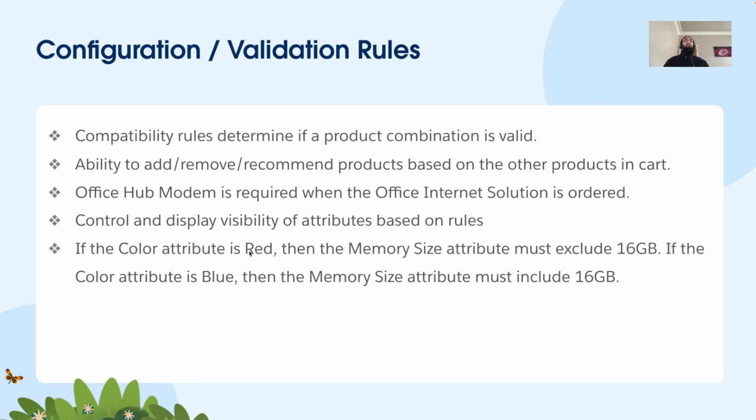For example, if my color attribute is red, then I will not support a 16 gigabytes of memory size. So I will exclude 16 gigabytes as an option. If my color attribute is blue, then my 16 gigabytes option will be presented. So I can control my attribute selection based on these rules.